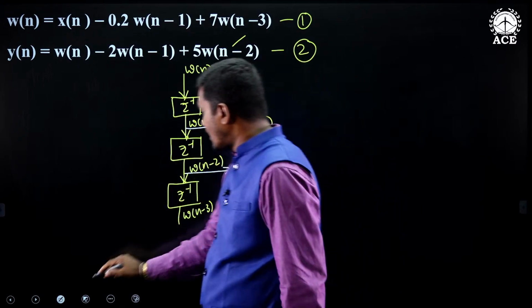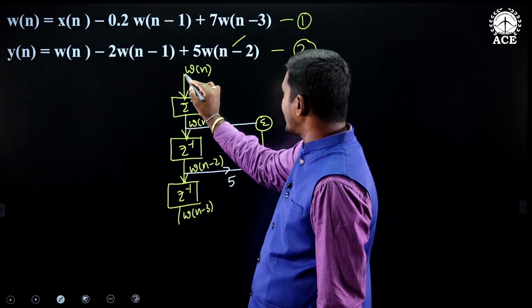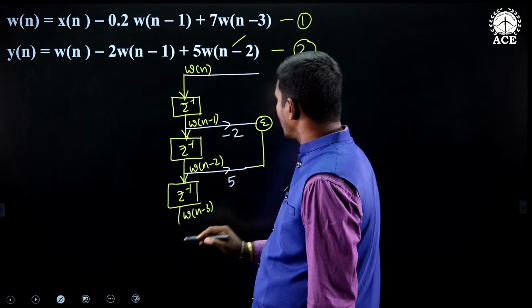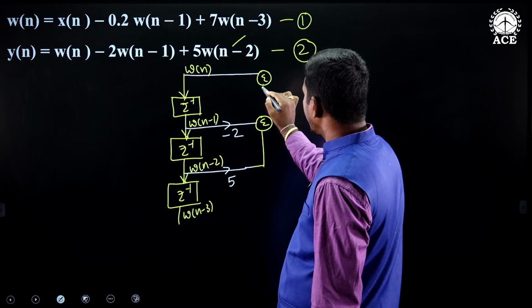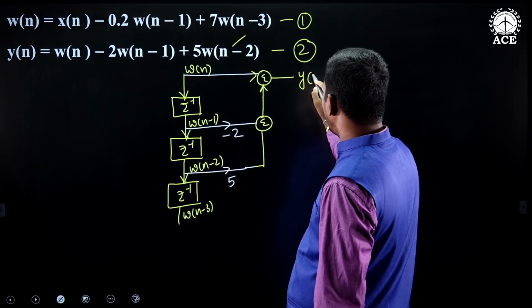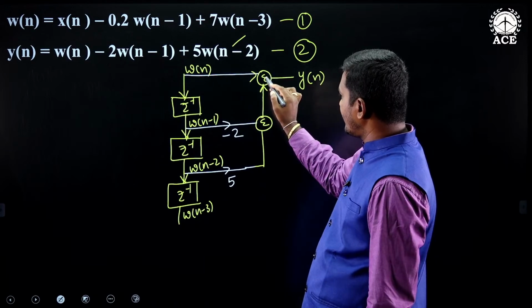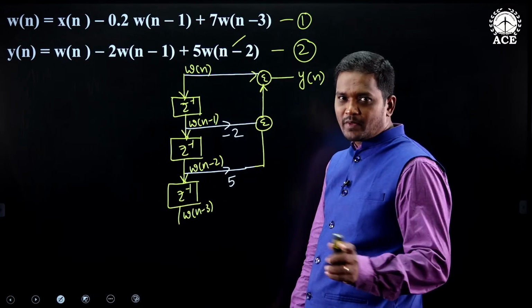Next, for this, what we need to add? W of n I need to add. Here W of n is there. Just take one more W of n and take the summer. This produces y of n: W of n minus 2 W of n minus 1 plus 5 W of n minus 2 completed.